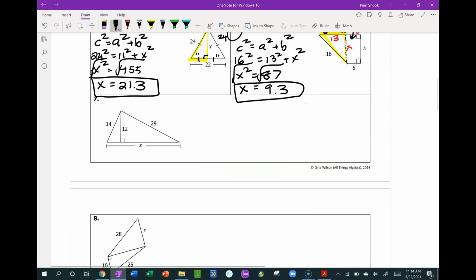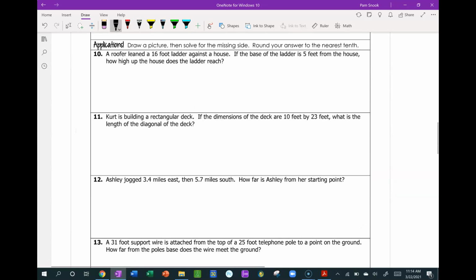All right, now another kind of problem I can give you, which happens a lot with Pythagorean theorem, is word problems. The key to these is to draw a picture and then solve. Again, we're rounding to the nearest tenth. So as you read the problem, draw a picture. This is critical. A roofer leaned a 16-foot ladder against a house.